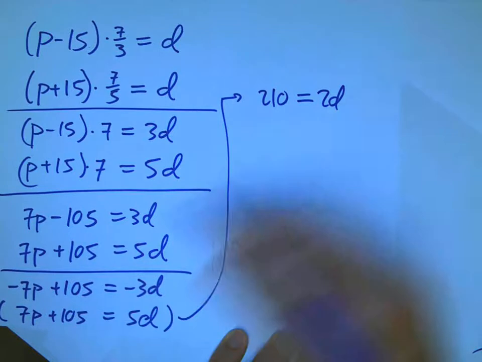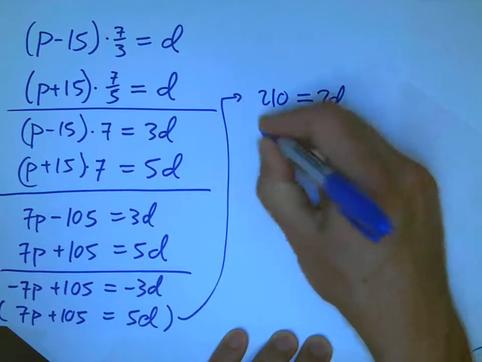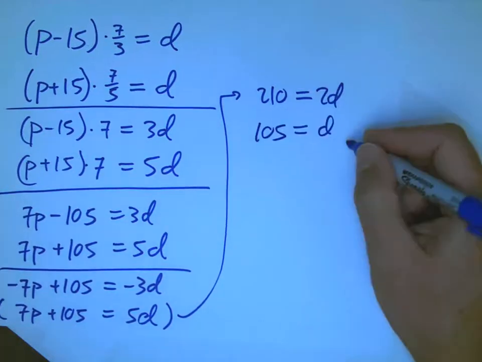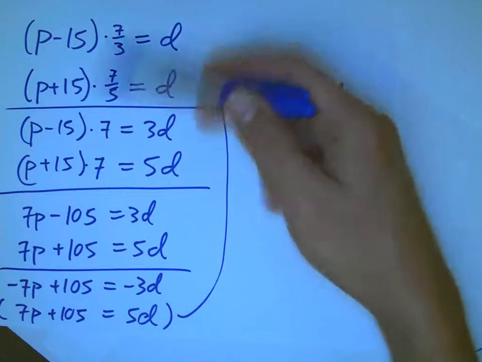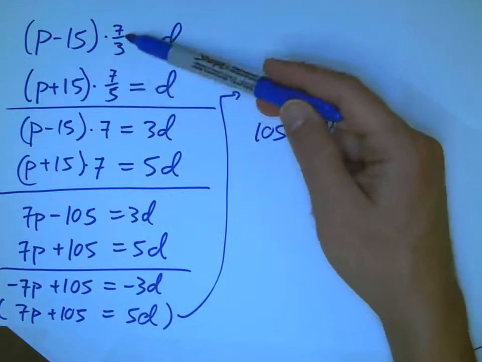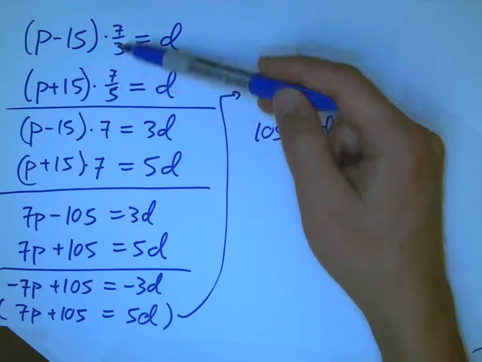Now, of course, as soon as I wrote this down, I suppressed all the units. These were actually in kilometers per hour. Or no, so these were in hours. These guys, 7/3 and 7/5. These are kilometers per hour. D was in kilometers. And so, in fact, D is 105 kilometers.